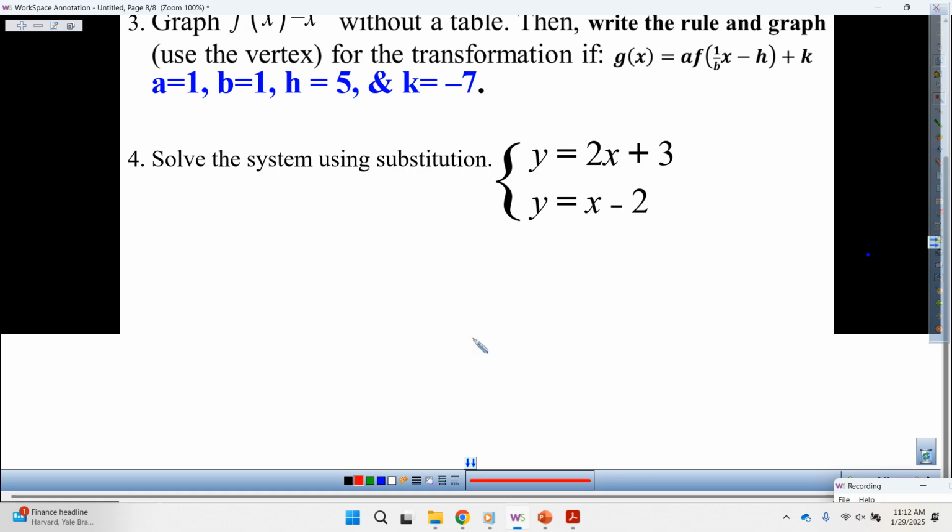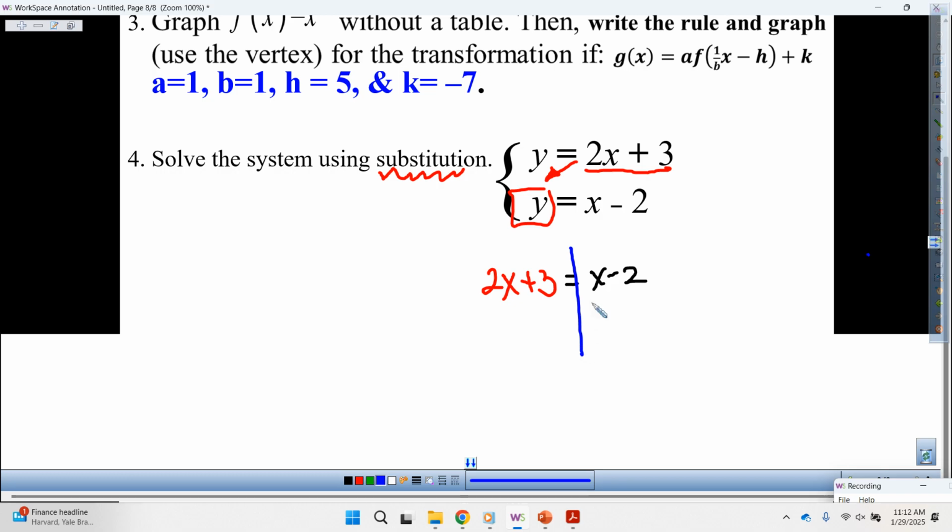So here's what substitution means. This one says that y is equal to what? All of this. Is that correct? So, for the second equation, instead of writing y, what am I going to write? 2x plus 3. That's why it's called substitution. I'm going to substitute on the second one instead of y that. So I'm going to write 2x plus 3 equals x minus 2. Then I solve. Here we go.